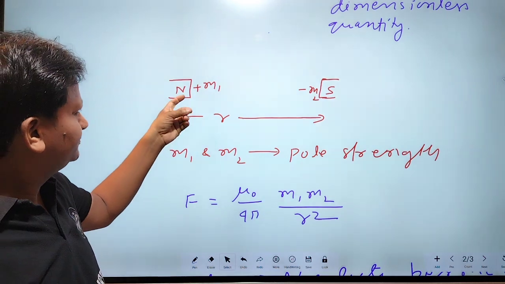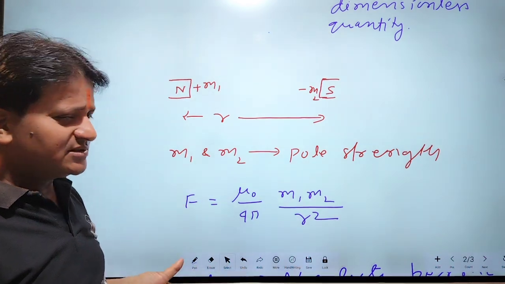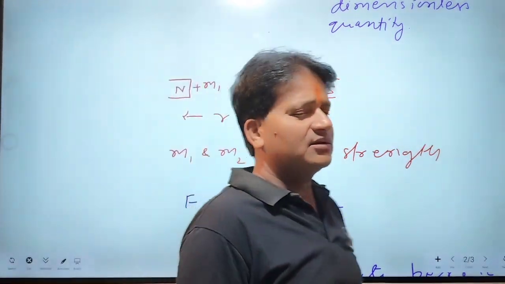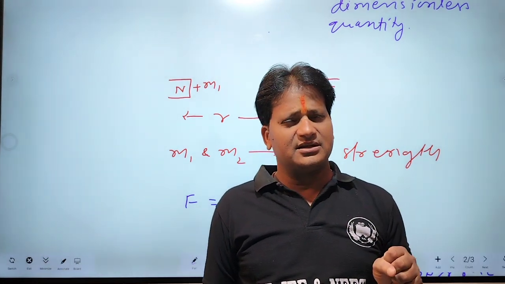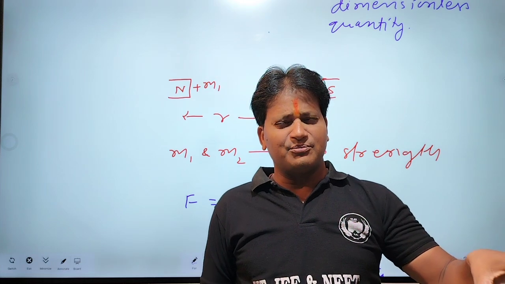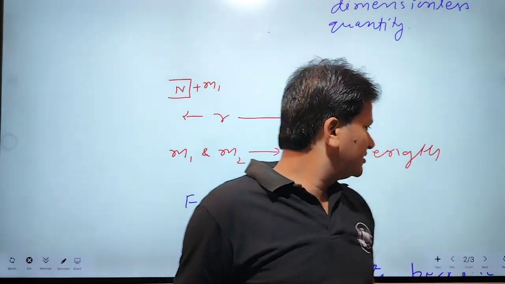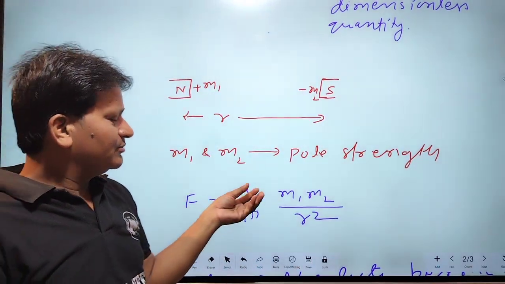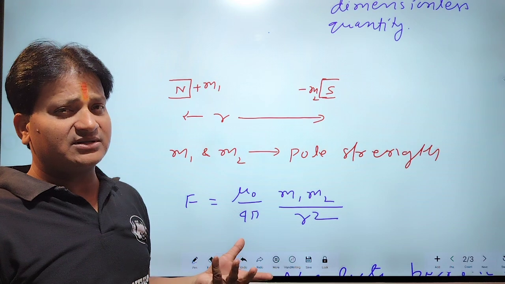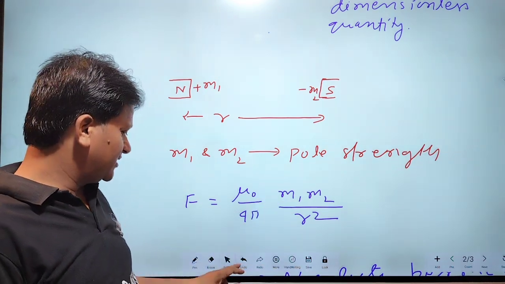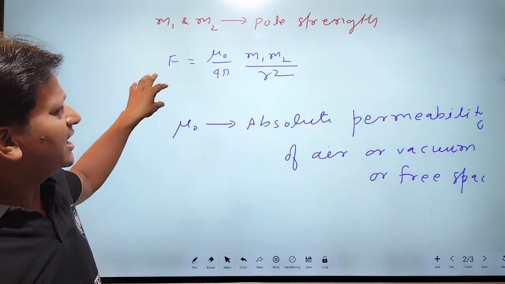In magnetism, M1, M2 are pole strength. Pole strength means a strength of pole due to which it attracts minute particles of iron. Okay? Means pole strength means a strength. A strength means power. It is a scalar quantity. F is equal to mu naught by 4 pi epsilon naught M1 M2 by R square.